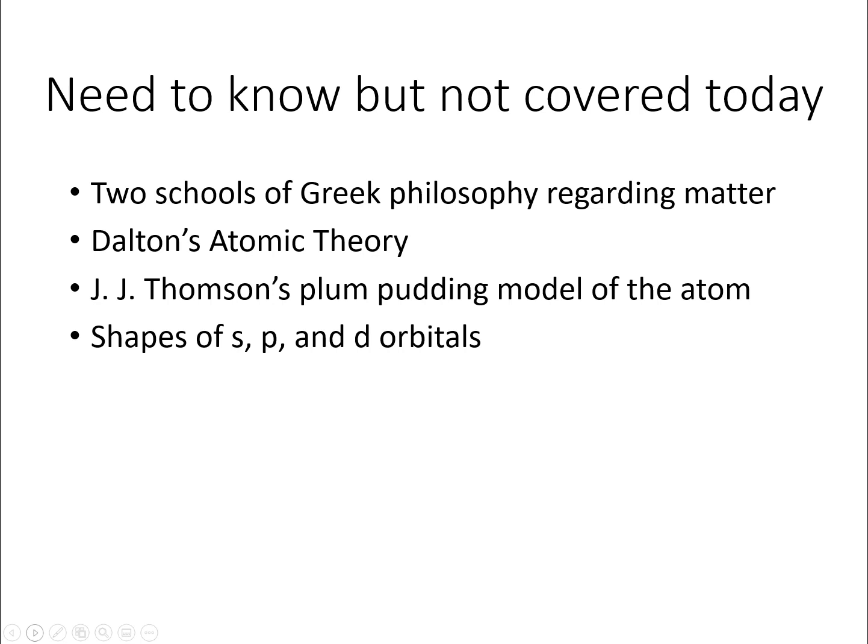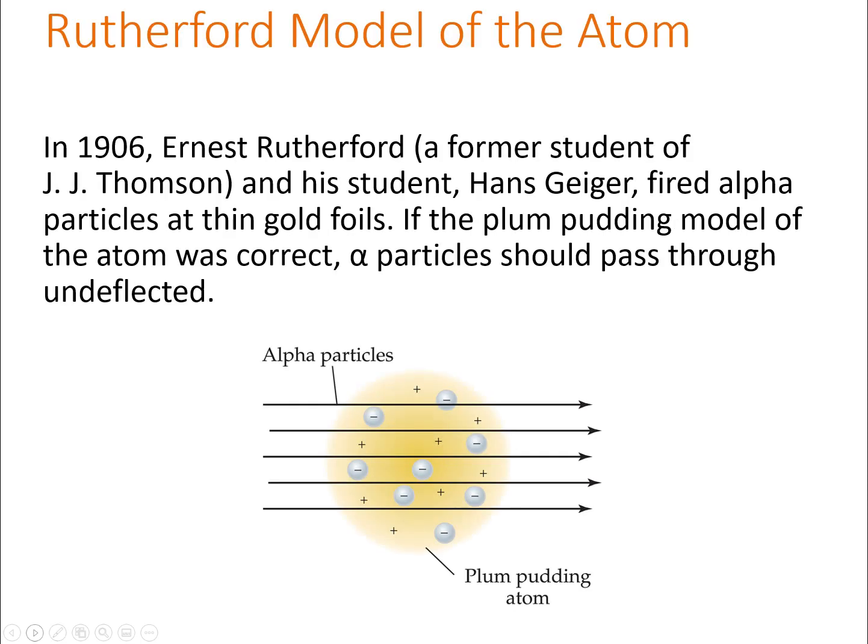Alrighty, then we'll just go for the gold. We're going to pick up in chapter 4 talking about the Rutherford model of the atom and how we got there. Ernest Rutherford was a student of J.J. Thomson. He learned from the best and then said, okay, I'm going to have my own lab. I'm going to have my own student, and I'm going to set up an experiment to test the theory that my mentor came up with.